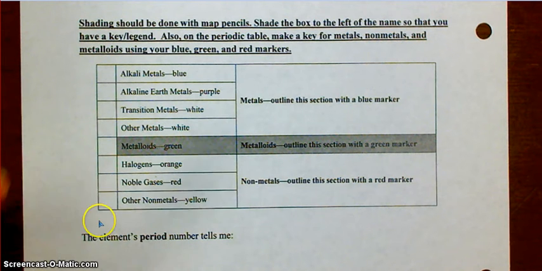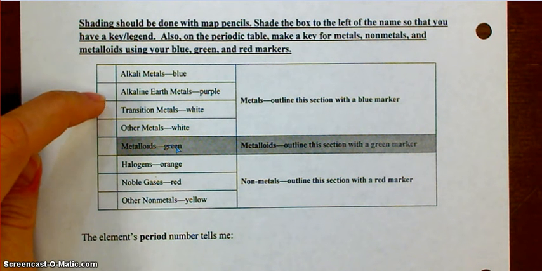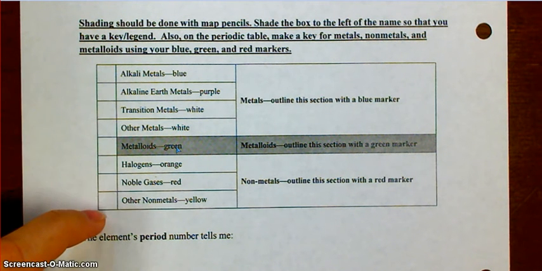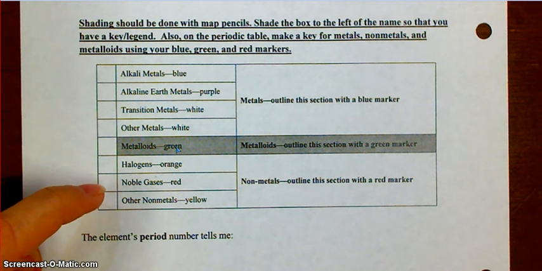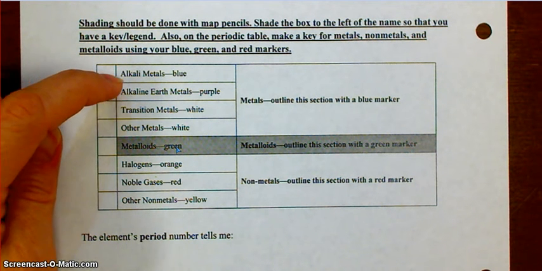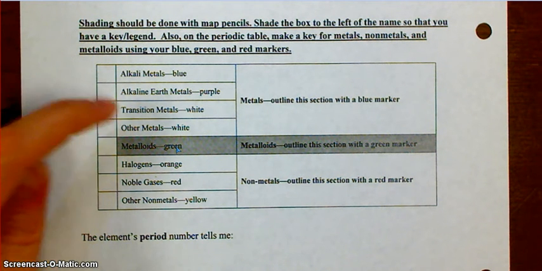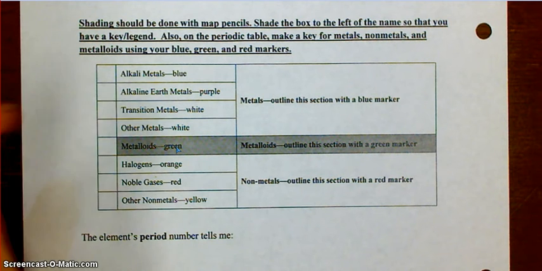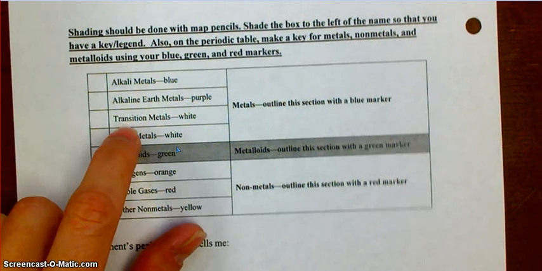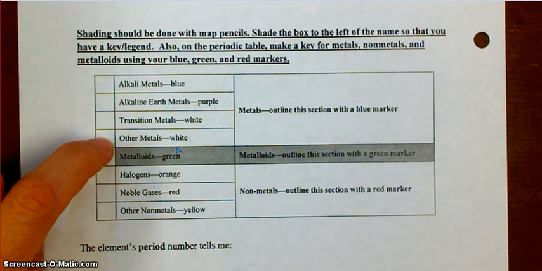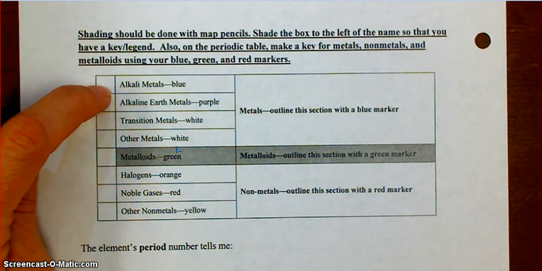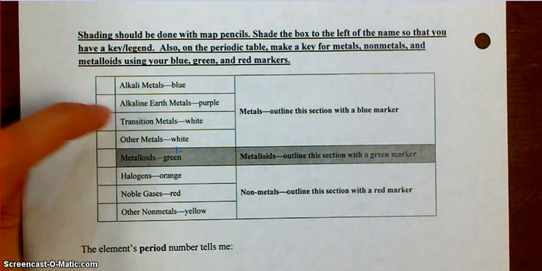Okay, guys, first thing you're going to do is color code all of these different little boxes. I know you might not know yet where the alkali metals and the alkaline earth metals and some of this stuff is, but just put your little color coding in the box. Notice that the ones that we say transition and other metals, we're just going to leave white. Okay, so alkali metals, we're going to do blue, alkaline earth, purple.